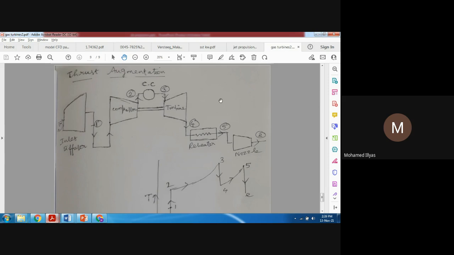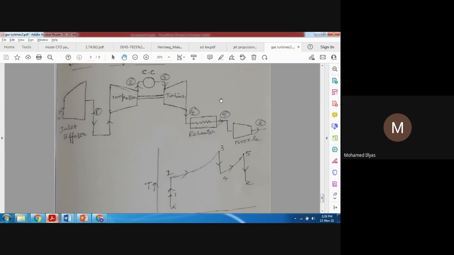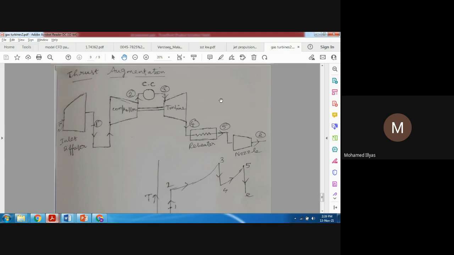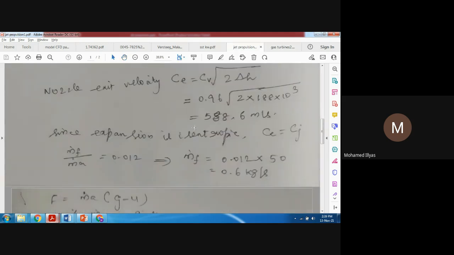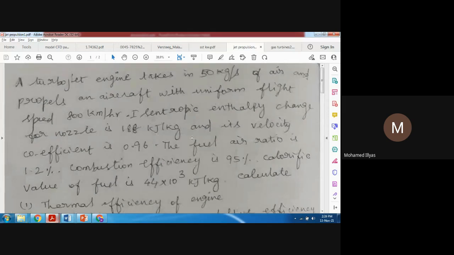Correct. Okay, so this is all about the theoretical part related to jet propulsion. We'll see one problem on this, based on whatever relations we have seen.